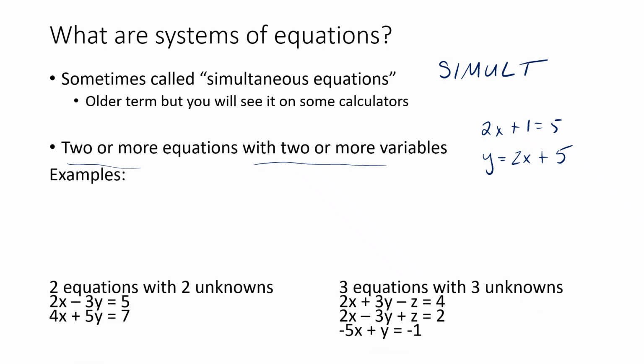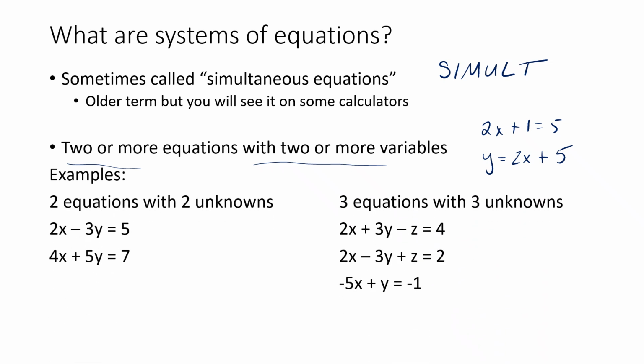So here are some examples. We have two equations with two unknowns. So we'll take a look at this. We have two equations right here, 2x minus 3y equals 5 and 4x plus 5y equals 7.